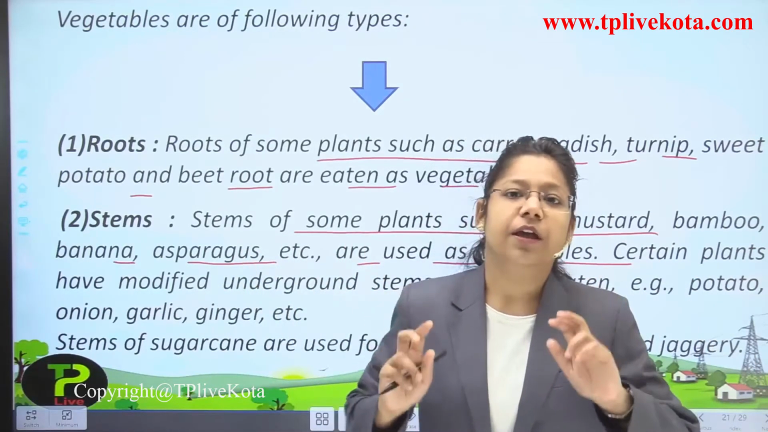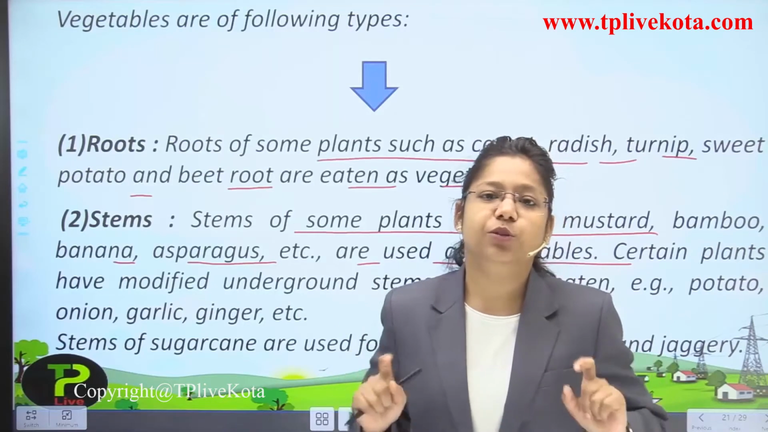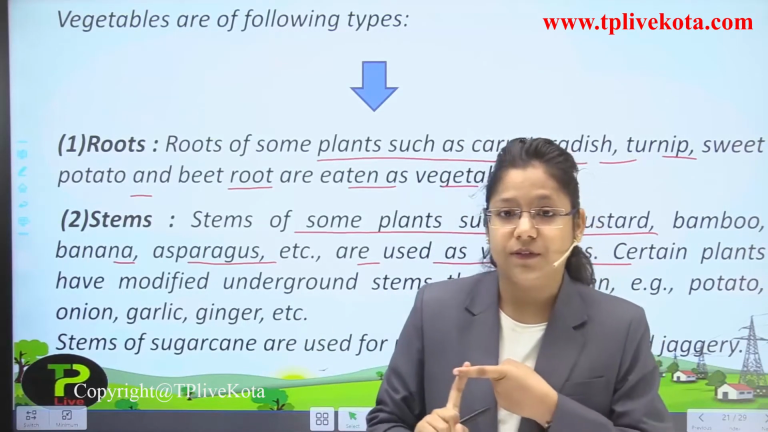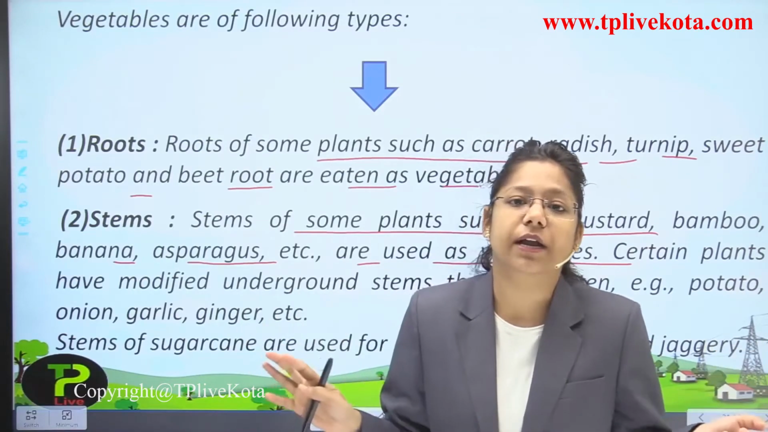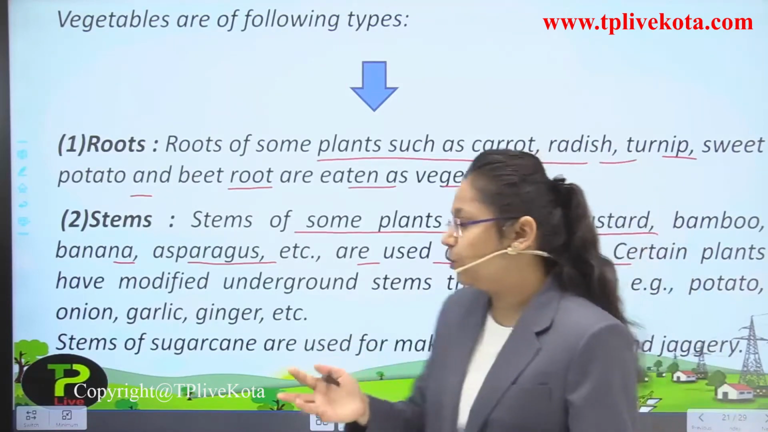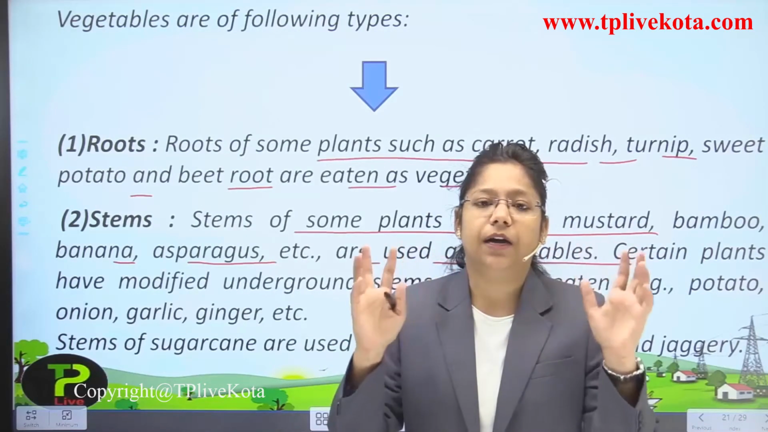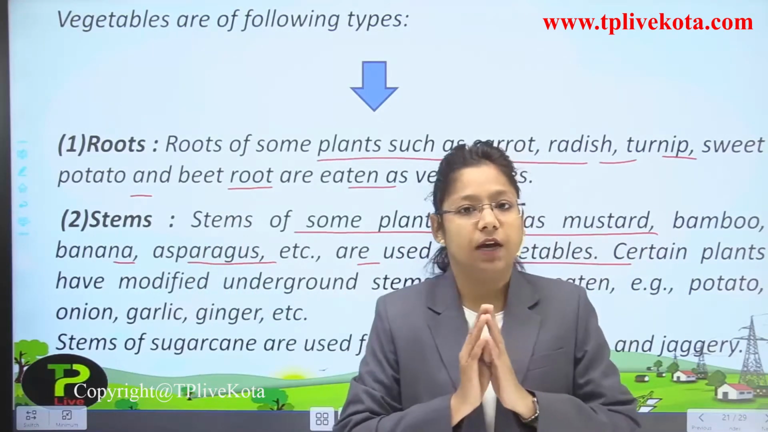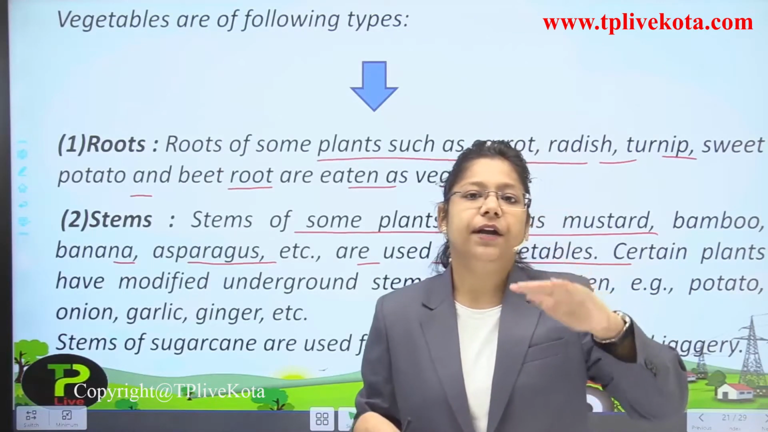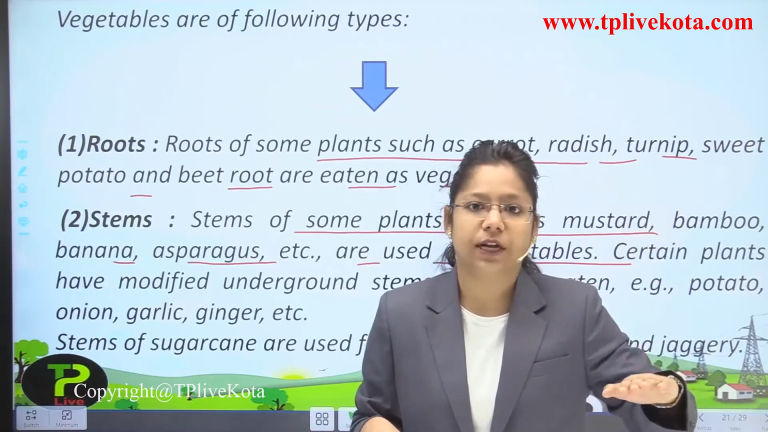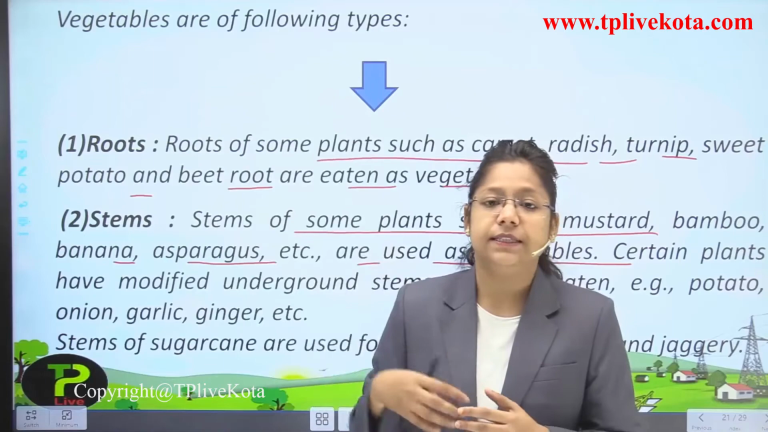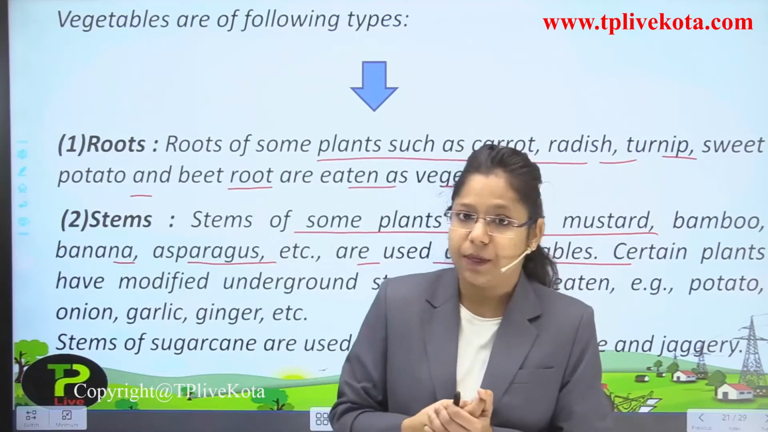But now if you are eating carrot today, then you should know that it is the root part of the plant, and if you are eating asparagus or banana, or bamboo, then they are the stem part of the plant. So there is a great difference between the two. The root part is present below the ground, that is underground, and the stem part is the aerial part of the plant above the ground. You should remember this thing.